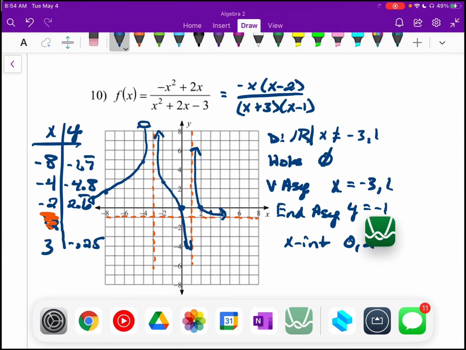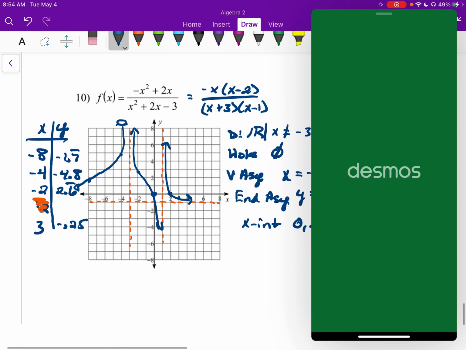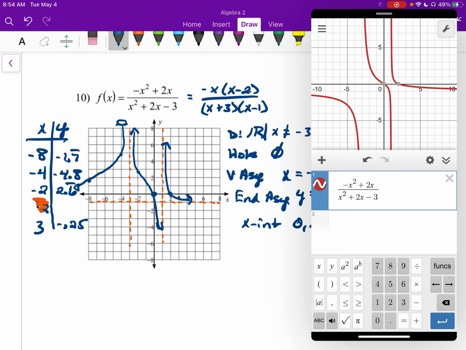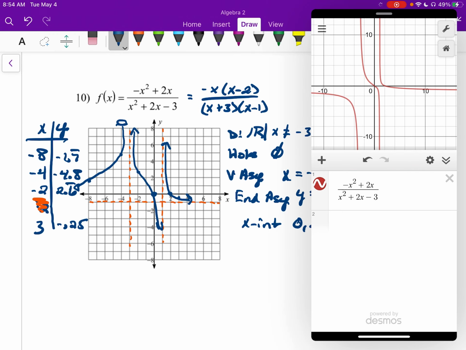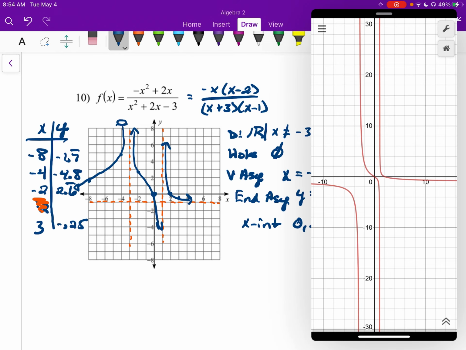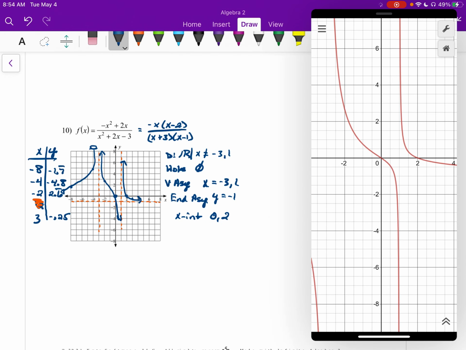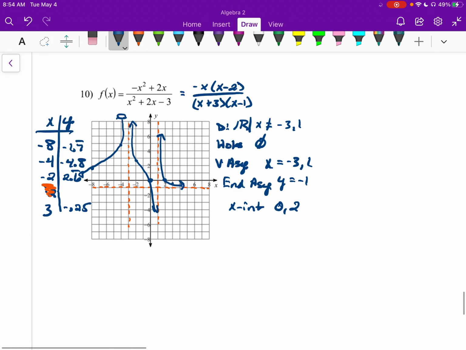Let's pull up our grapher. So I'm going to type in -x² plus 2x on top, and then x² plus 2x minus 3 on bottom. And there it is. To me it looks like an x³ graph, but it doesn't actually follow that graph perfectly. And there we are. All right, that is the last video, and good luck on the test.